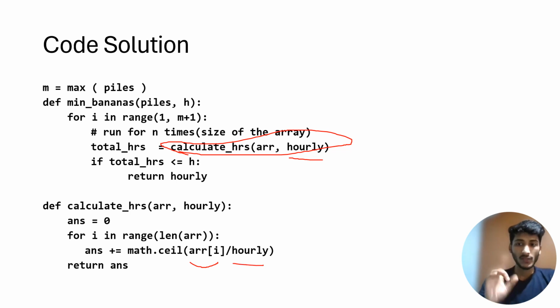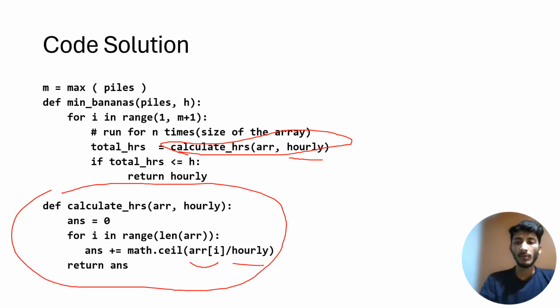You remember why? Because we have to take the upper bound. In any hour, if there are fewer bananas remaining than k, I still have to eat those remaining bananas in that complete hour. So that's why the ceil. I am just adding that to my answer variable and returning that. So how much time will this function take to execute? If I have a total of n elements inside this array, it's going to run n times. So order of n for this complete function.